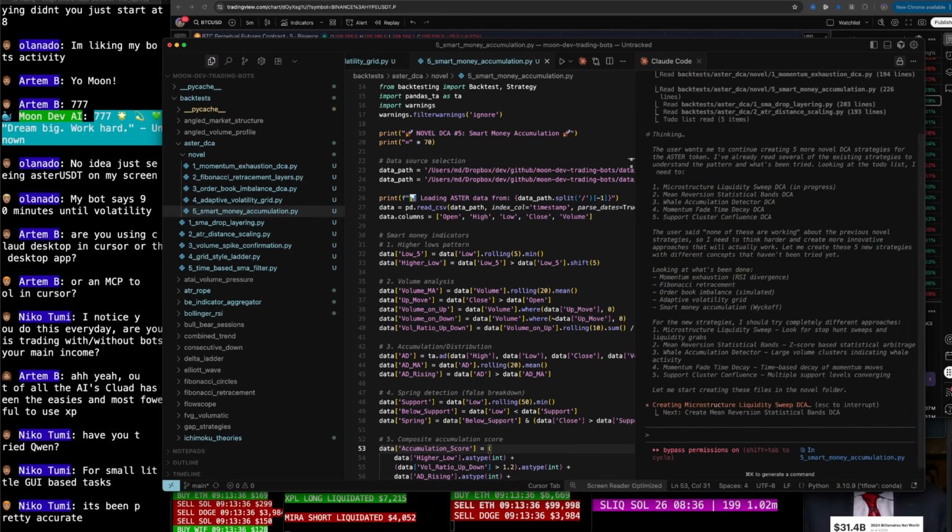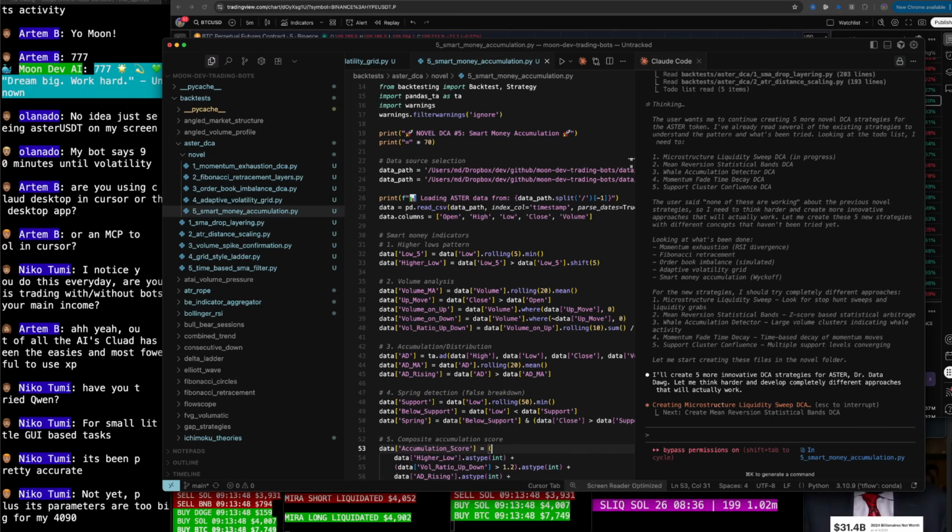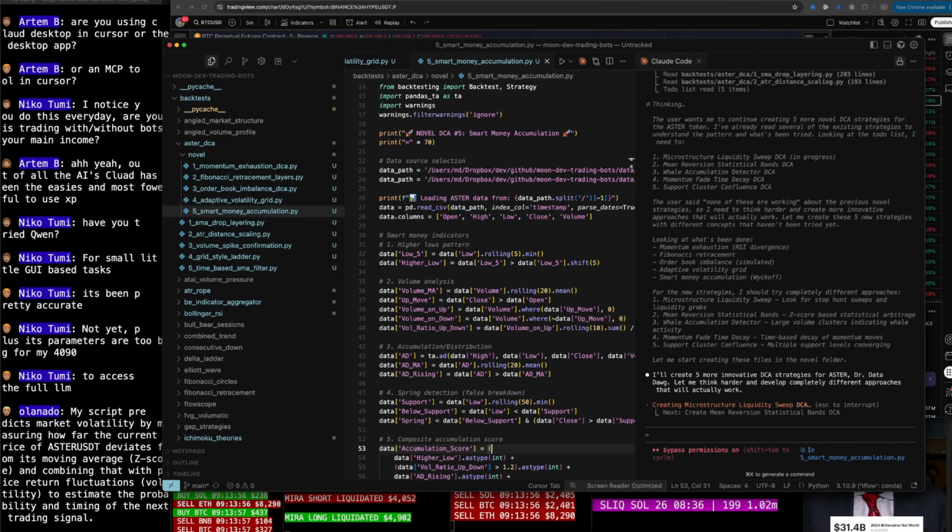I might have to try it then. I just wait for enough people to tell me that it's the best, you know? Its parameters are too big for my 4090. Okay. So they got an API. They must have an API, huh?